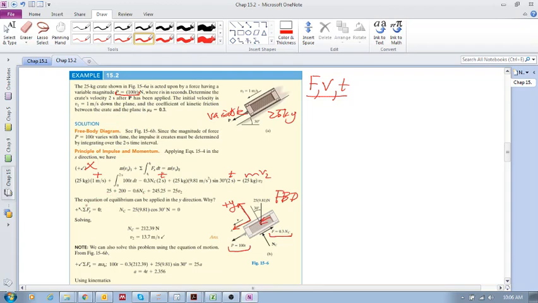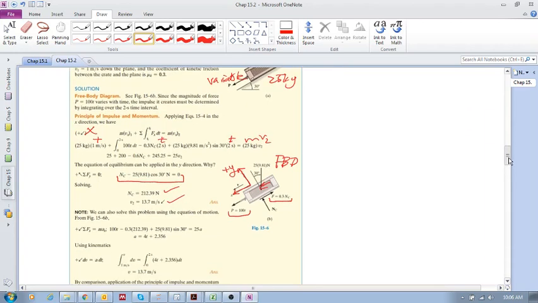So now what we can do is, instead of applying the impulse and momentum in the vertical direction, which you can do, by the way, nothing wrong with that, we'll just simplify it and apply the equation of equilibrium in the vertical direction. We calculate the normal and we calculate our velocity.